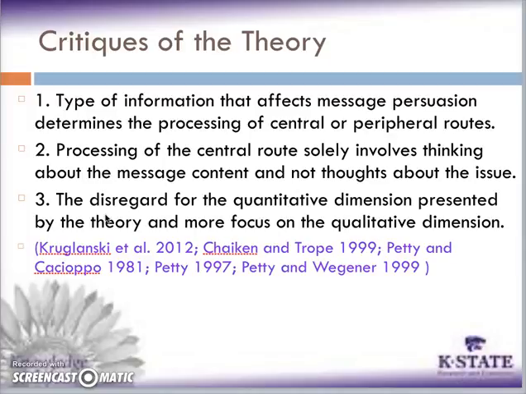However, one of the theory's key points is that elaboration can range from high to low, which is not incorrect, as data from experiments conducted by Petty 1997 as well as Petty and Wegener 1999 suggest that persuasion findings can be explained by a quantitative dimension without ever needing a qualitative one.